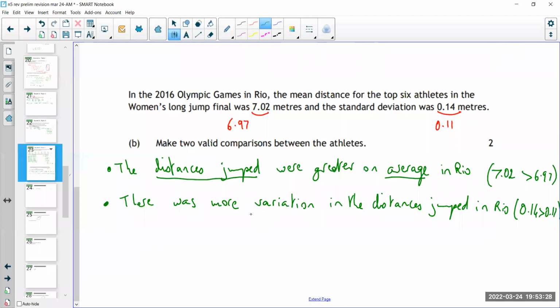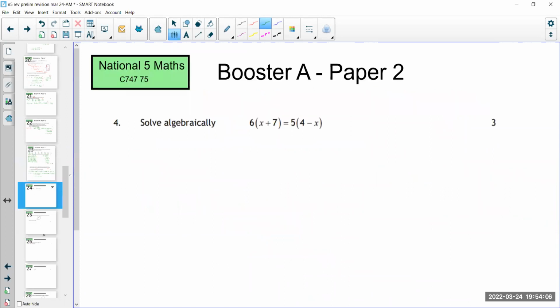Okay, so there was more variation in the distance jump, or more spread. Same thing. Or less consistent. Consistency. All these are the same thing. More spread, consistency, variation. Any of those you put in as long as it makes sense. Okay, 6 marks for that. These usually you guys are quite good with that.